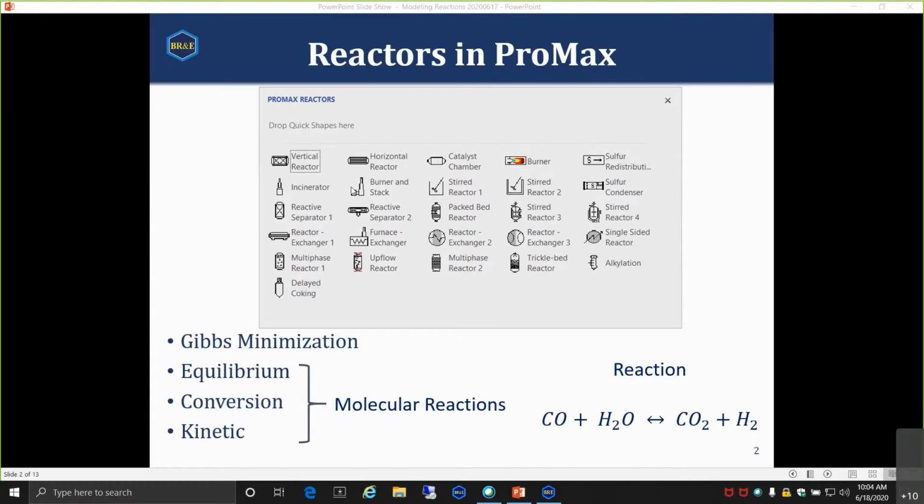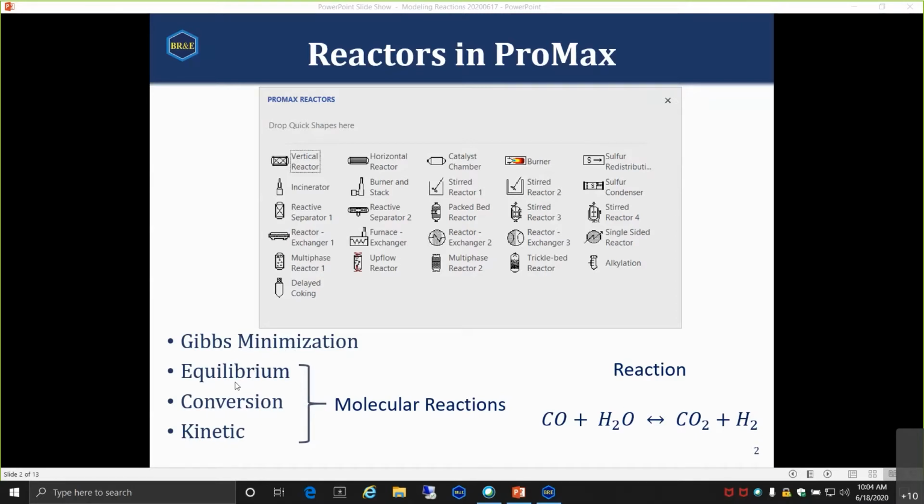They're all the same on the inside. They can all do the exact same types of reactions. It's just whatever happens to be the most appropriate shape for what you have in your project. We'll go through how to set these reactors up for the different kinds of reactions that ProMax can model. In these reactors, ProMax can model either Gibbs minimization reactions, it can model equilibrium reactions, conversion reactions, and kinetic reactions.